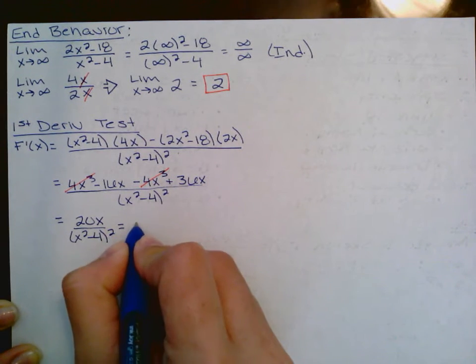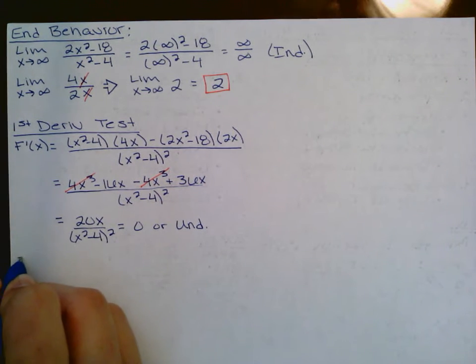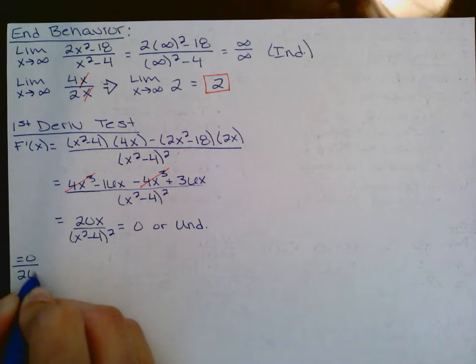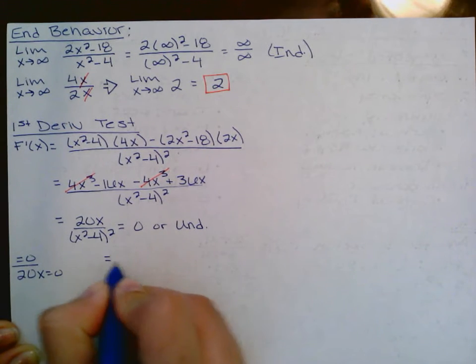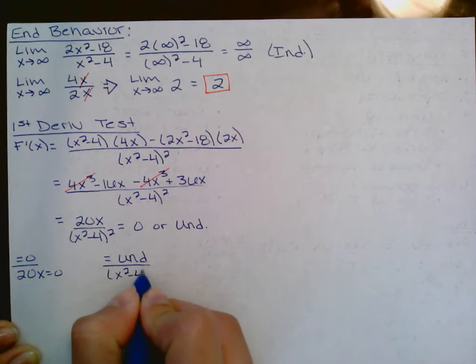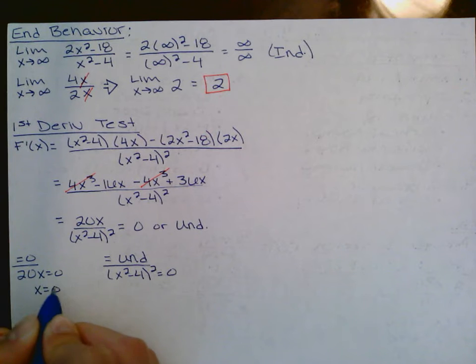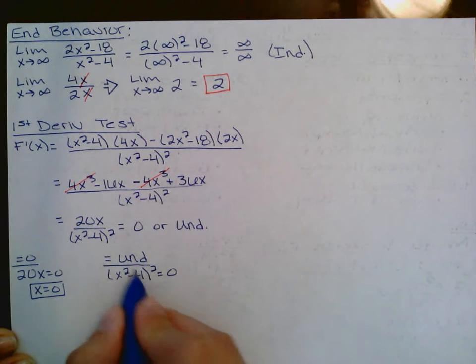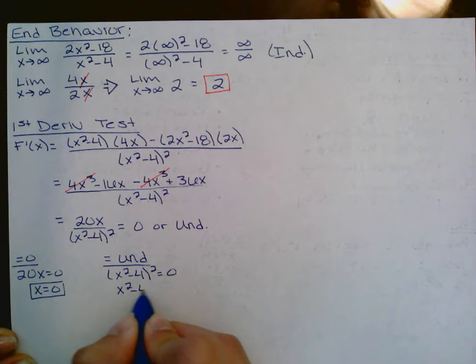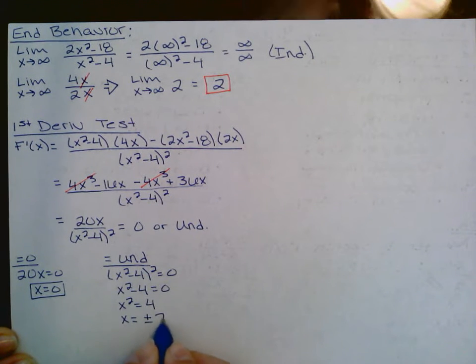And I need to check this equal to 0 or undefined. Okay? So if I'm checking it equal to 0, I'm setting the numerator equal to 0. And if I'm checking equal to undefined, I am setting the denominator equal to 0. Here, if I divide the 20, I get x equals 0. Here, if I square root both sides, I'm left with x squared minus 4 equals 0. Move the 4 over, and then square root the 4. Okay?